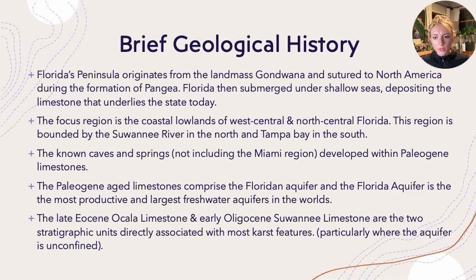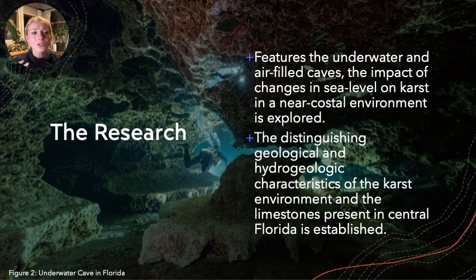The two significant formations within the Floridan aquifer are the late Eocene Ocala limestone and early Oligocene Suwannee limestone. These two stratigraphic units are directly associated with most karst features within the Floridan aquifer. This is especially the case where the aquifer is unconfined. The research explores underwater and air-filled caves and the impact of changes in sea level on the karst environment, as well as distinguishing geological and hydrological characteristics of the karst environment within Central Florida.